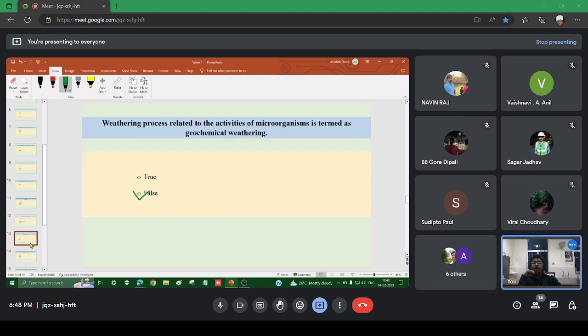Now, weathering process related to the activities of microorganisms is termed as geochemical weathering. This is a false statement, because when there is microbial action going on and there is weathering after that, it's termed as biological weathering. Okay, this is a false statement.